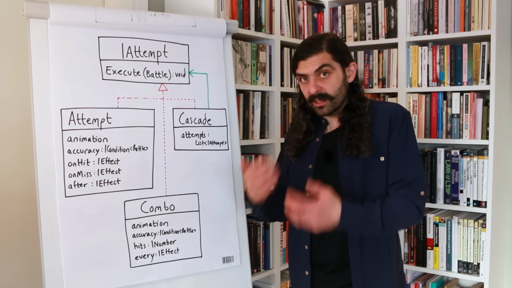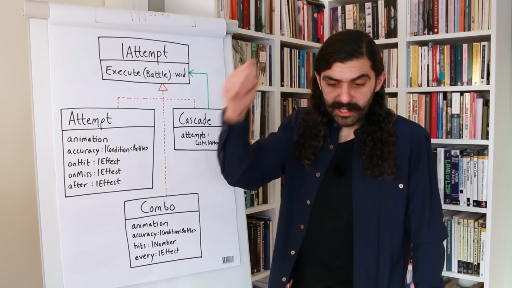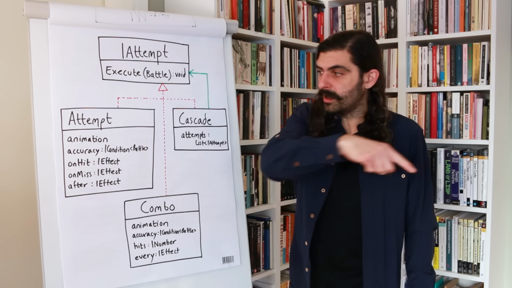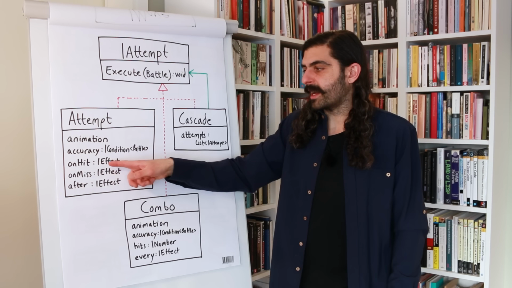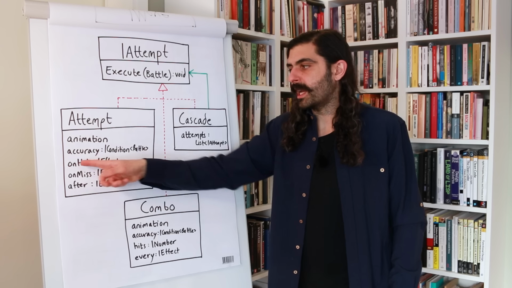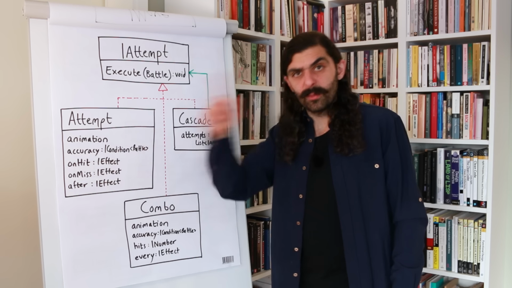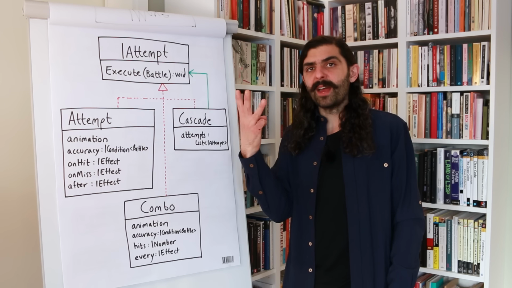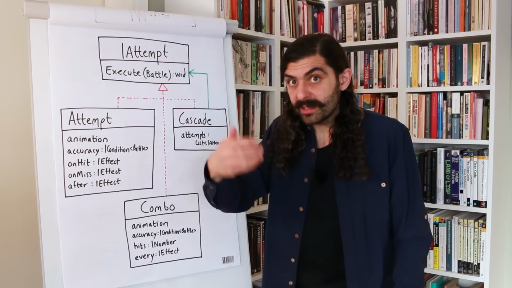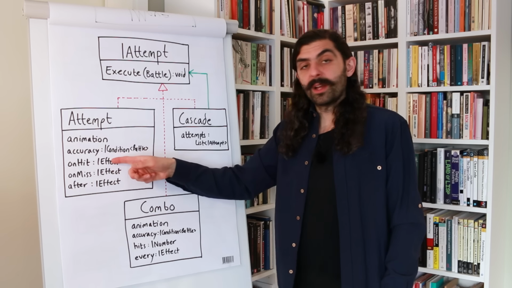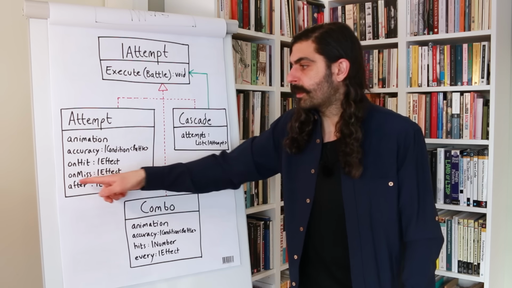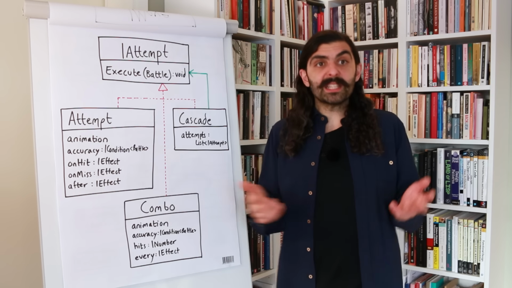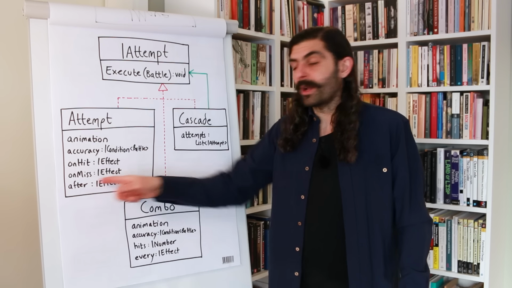Okay, if this condition is true, if the attack actually hits the opponent as opposed to misses the opponent, then we would execute this effect, an I effect that we've stored here under the attribute called onHit. We have another attribute called onMiss, and we have another one called after. So we have three effects tied into one attempt. Because if the attempt hits, then we will run the hit effect. If it misses, then we will run the miss effect. And irrespectively of whether it hits or misses, we will run the after effect.